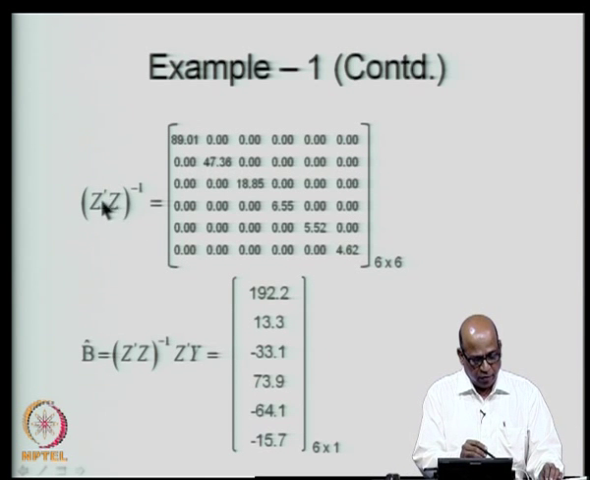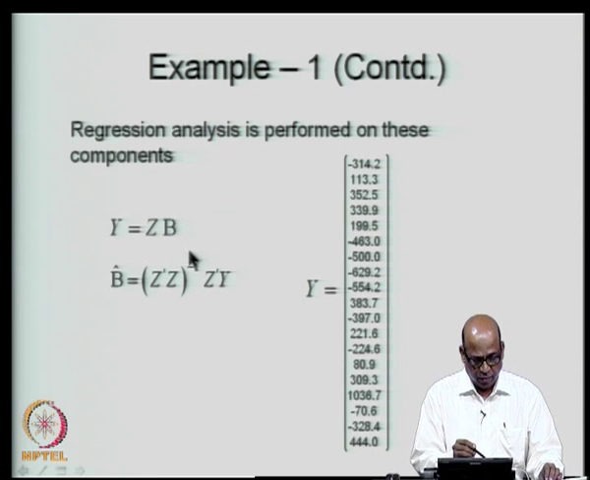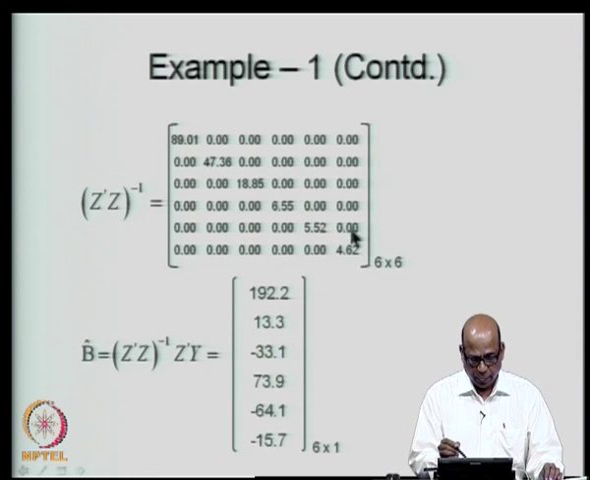So, this matrix (Z dash Z) inverse, I will give you directly. This is a 6 by 6 matrix, a diagonal symmetric matrix, and this is what you get here.